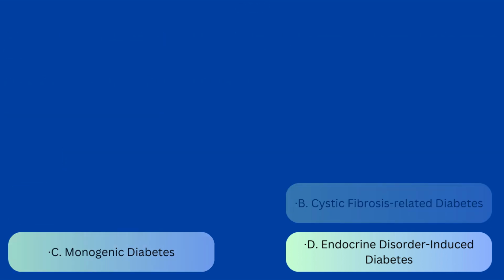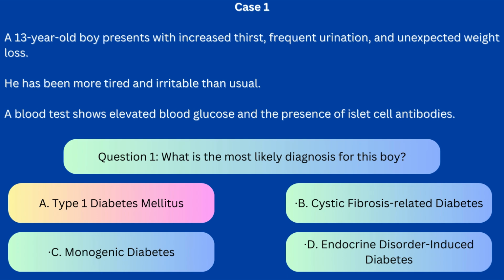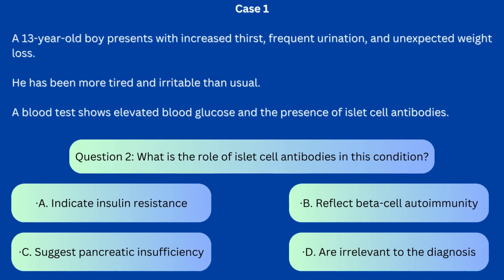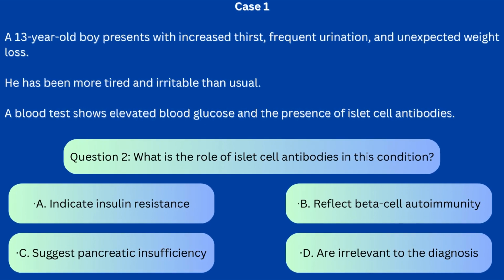The correct answer is A. The combination of classic symptoms, polyuria, polydipsia, weight loss, alongside elevated blood glucose and positive islet cell antibodies, are indicative of type 1 diabetes mellitus. This form of diabetes is autoimmune and most commonly presents in children and adolescents. Question number 2. What is the role of islet cell antibodies in this condition?